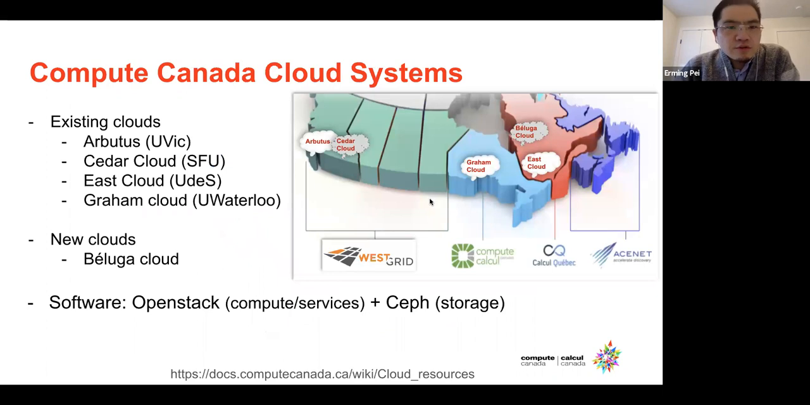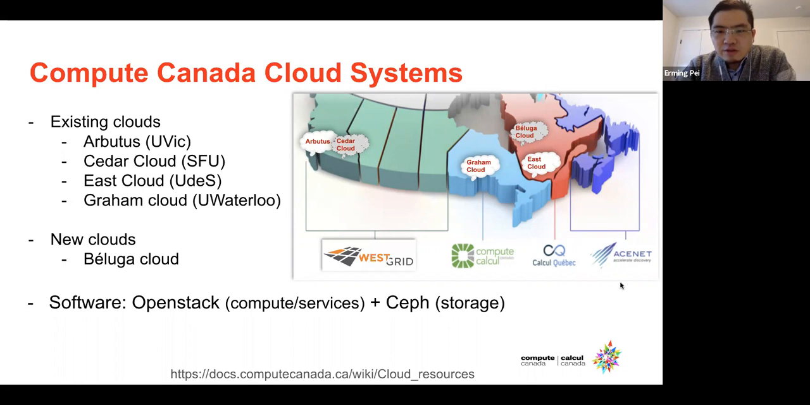Next, I'm going to introduce the Compute Canada cloud systems. By the way, Compute Canada is a consortium that covers 4 regional consortia. They are Westgrid, Compute Ontario, Quebec, and ACENET.